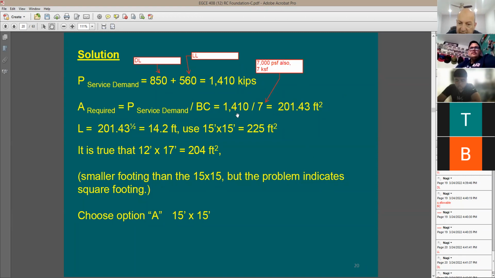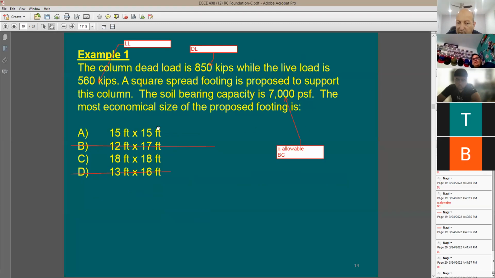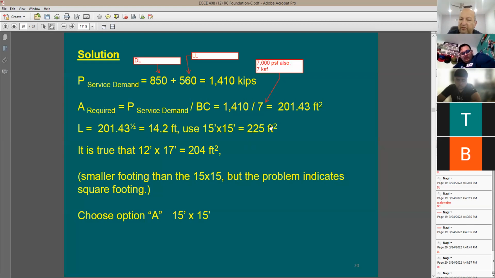So the area of contact between the footing and the soil needed is going to be 201.43. Take the square root of that. Because it's going to be a square footing, you need a footing of 14.2. I guess the closest one is going to be 15 by 15. I wouldn't go to 18 by 18, otherwise it's going to be just too large, right? So I'm going with 15 by 15. For 15 by 15, I'm providing 225 square feet, and I need only 201, so I provided enough. So this is good. I like this solution. 15 by 15 is going to be okay.